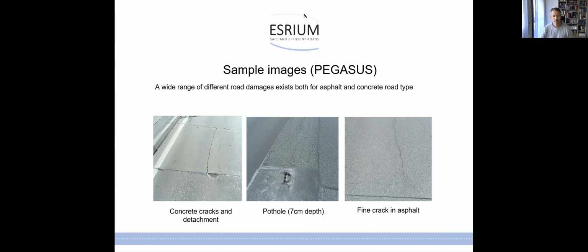On the left side, you see some cracks and some detachment on the surface. In the middle, you see some kind of pothole. It's quite deep, 7 centimeters deep. You can get this information, for example, directly from the laser scanner. And you also see some fine cracks in the asphalt surface on the right. So these are just 3 examples of what you can see from this data.